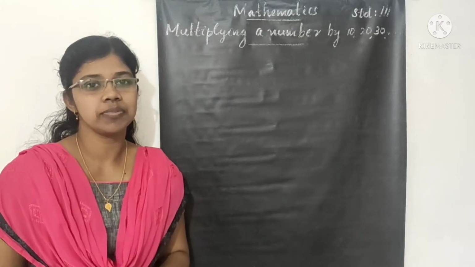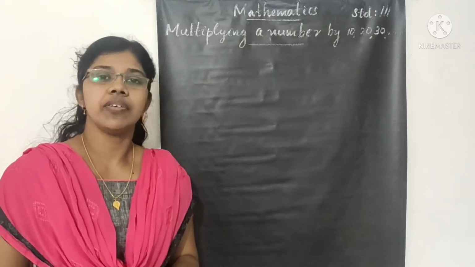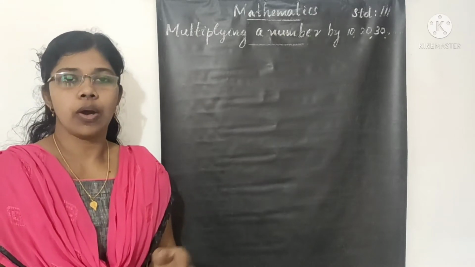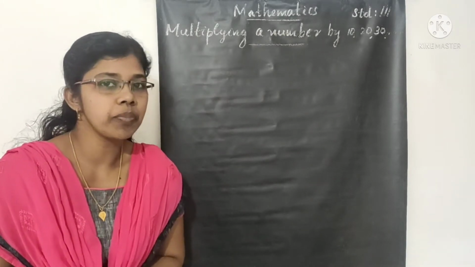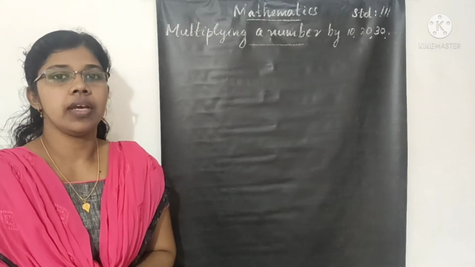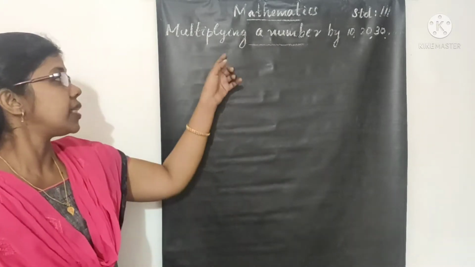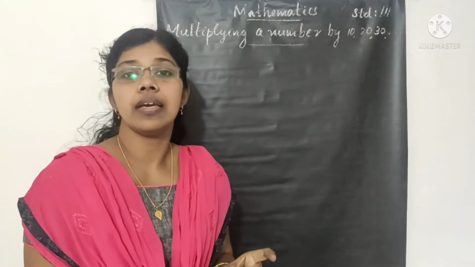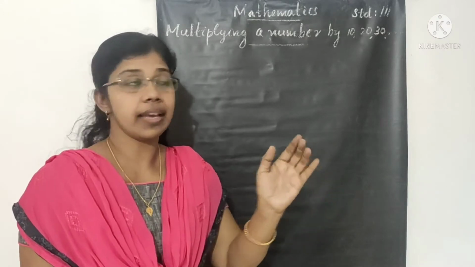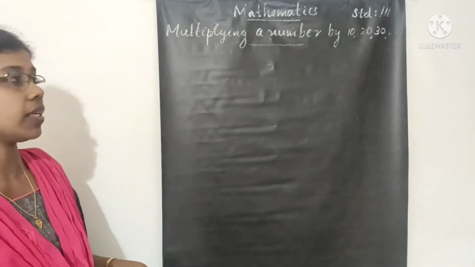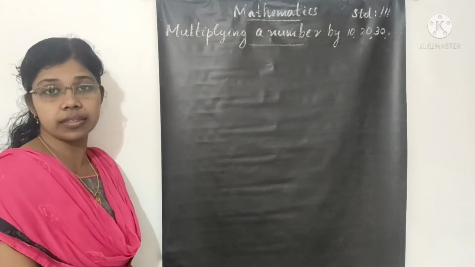How are you? Fine. Today we continue the topic multiplication. All of you know multiplication tables, numbers 1 to 10? Yes. Today we have to study multiplying a number by 10, 20, 30, 40, 50, etc. Like these multiples of 10. How can we multiply with the numbers 10, 20, 30, etc.?